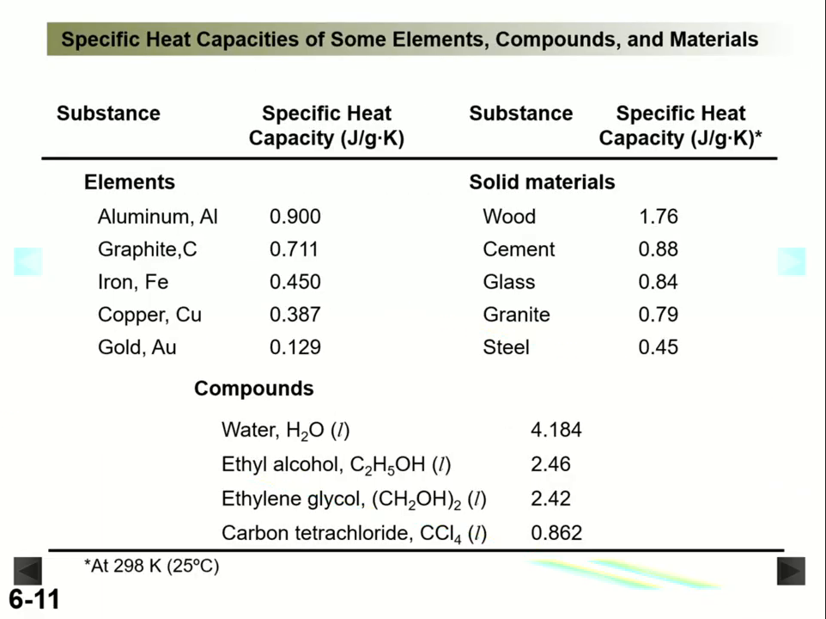We'll continue on looking at calorimetry and heat flow. Here are specific heat capacities for a variety of elements, compounds, and different materials. These are, for example, wood, cement, and glass. These are average values because there are different types of glass. Cement and the wood would depend on how it was generated and how long it had been drying and other things.